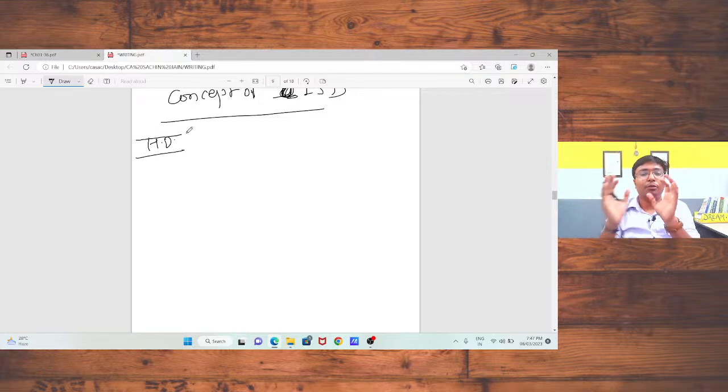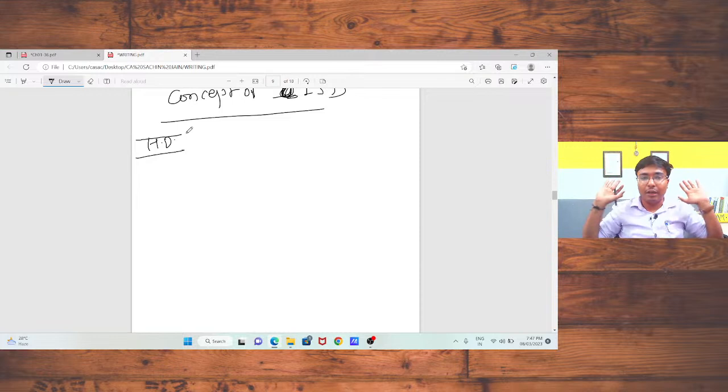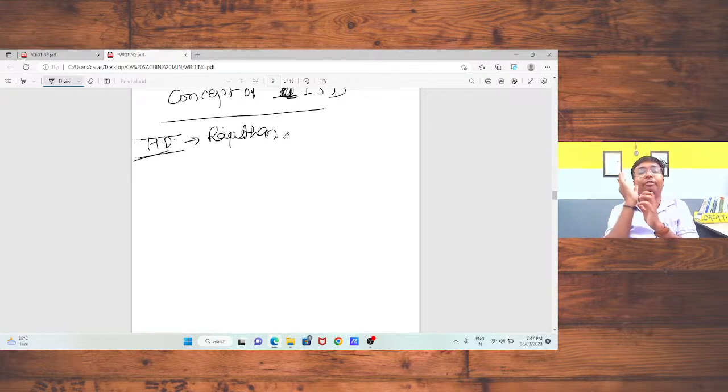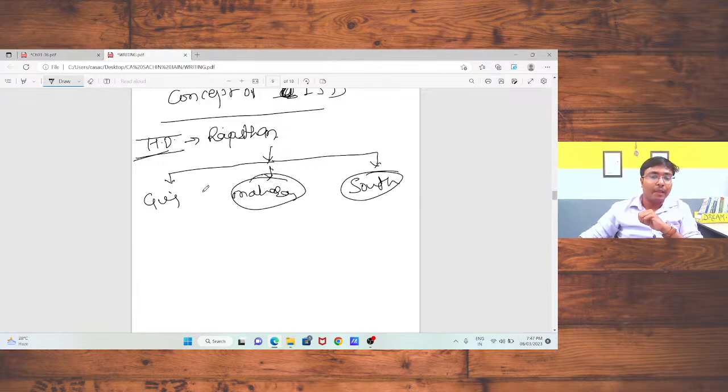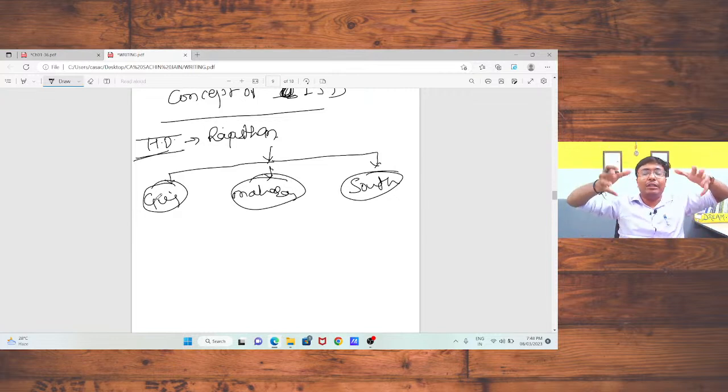For the complete concept of input service distributor, I am just taking one example, and from that example, I am going to clear the law part as well as the practical part. Okay. So, my head office is situated in Rajasthan. My head office is in Rajasthan, and I have multiple branches in Gujarat, in Maharashtra, in South. Okay. I have multiple branches, and I am doing the centralized buying.